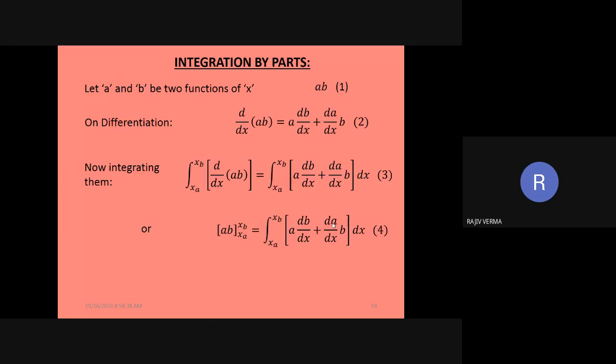So we have ab on the left hand side, which is going to be evaluated at 2 points given by xb and xa, and the values at xb and xa are supposed to be subtracted. So this is what we get on the left hand side. This is equation number 4. And in equation number 5, we simply adjust the terms as have been given in equation number 5.